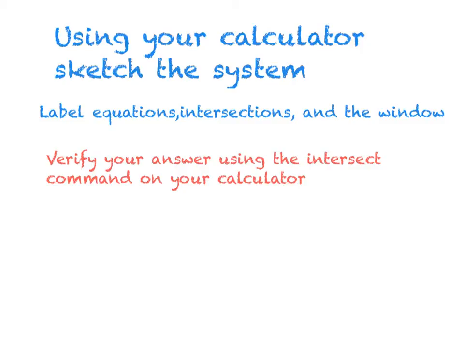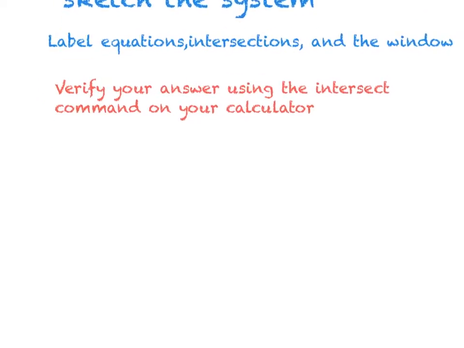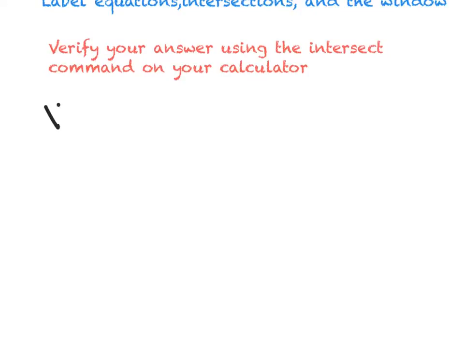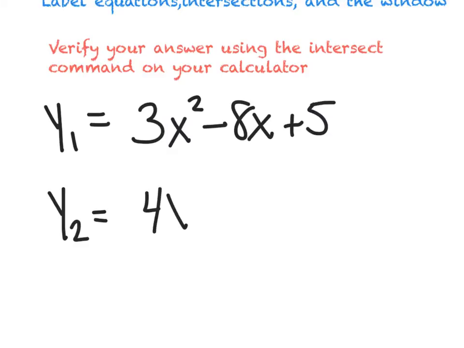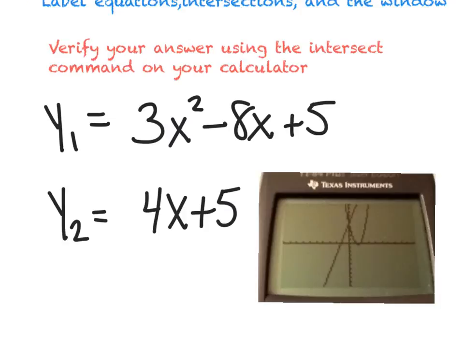The next set of directions says using your calculator, sketch the system. So how are we going to sketch the system? Well, in y1, we're going to put our first equation. In y2, we're going to put our second equation. So our first equation was 3x squared minus 8x plus 5. And our second was 4x plus 5. So pause it, go find that calculator, and let's get this typed in y1 and y2.